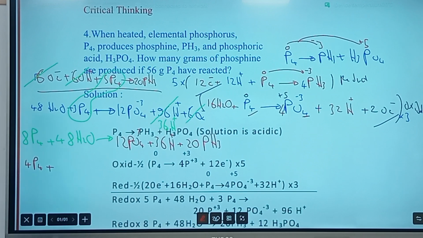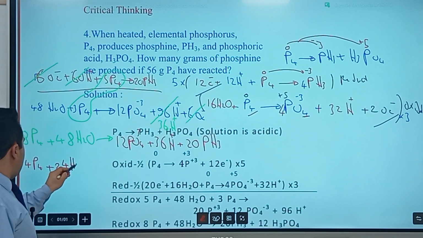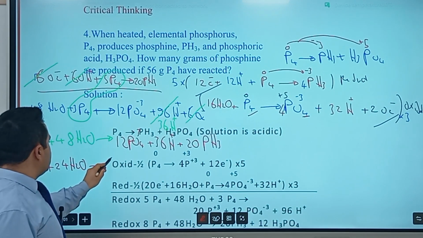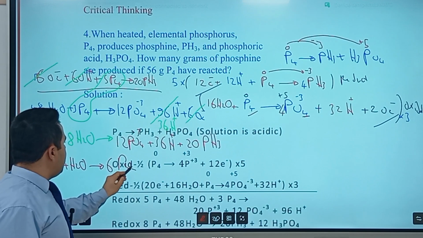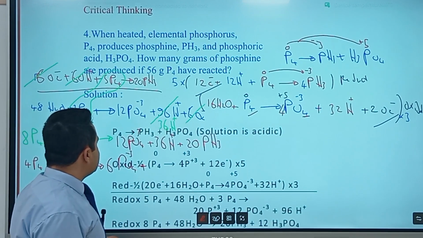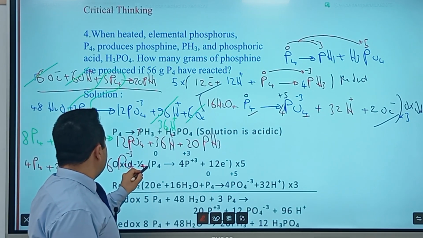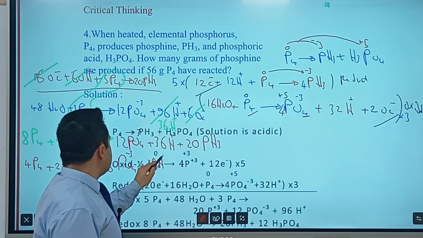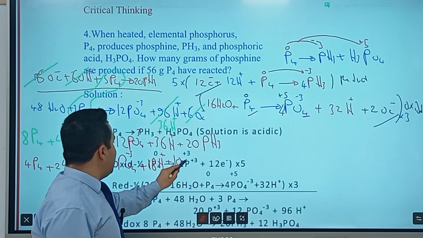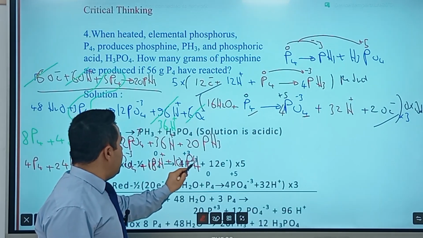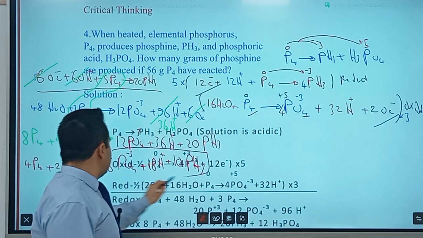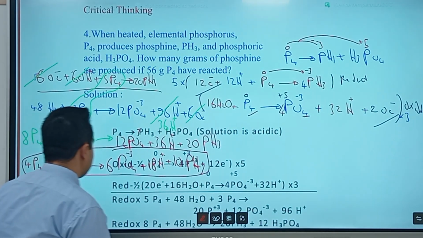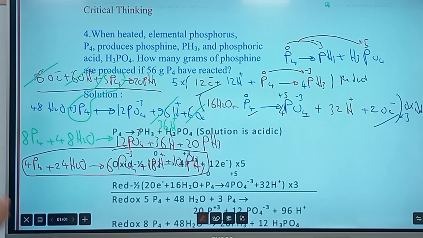48 by 2 we'll get 24 H2O. 12 by 2 we'll get 6 PO4 negative 3. 36 by 2 we'll get the 18 H, and 20 we'll get 10 PH3, which is the balanced equation in this case. But in order to balance the reaction, guys, what combine it with what?